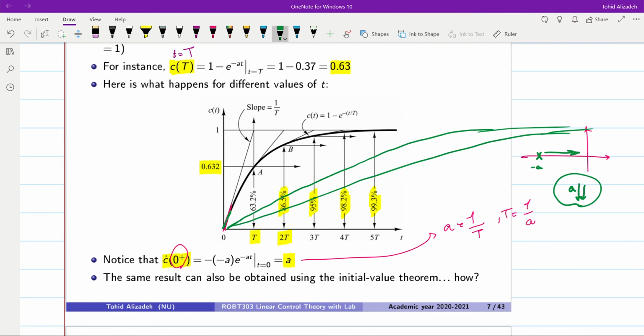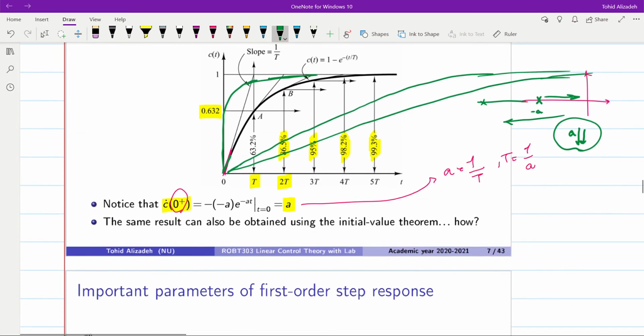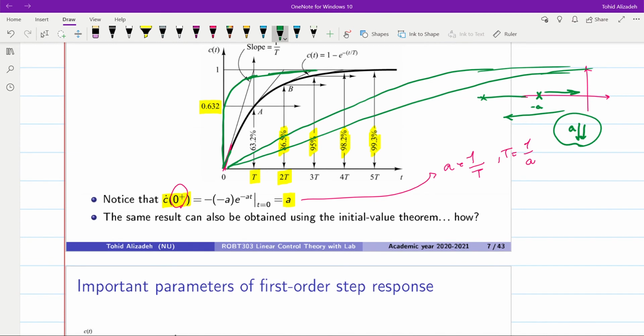On the other hand, if A becomes bigger, if A moves in this direction, then the slope becomes bigger as well, and as a result, the step response reaches its final value earlier. We will discuss this rise time and settling time later in the next slides. You can also prove this result using the initial value theorem. You should know how the initial value theorem works, and if you apply it, you will get exactly the same result that we have here.